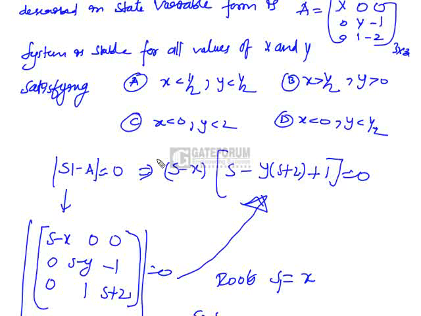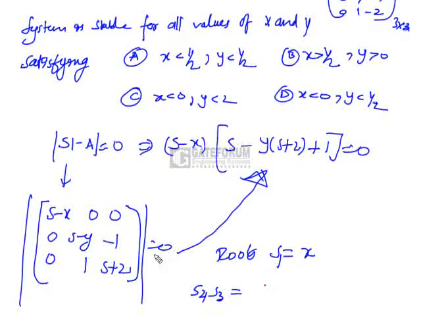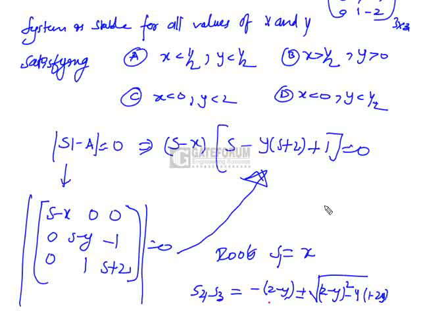What about s2 and s3? S2 and s3 is equal to, you all know that, minus b plus or minus square root of b square minus 4ac by 2a. So this is minus of (2 minus y) plus or minus square root of (2 minus y) whole square minus 4 times of (1 minus 2y), divided by 2.